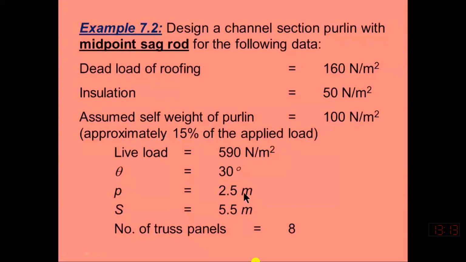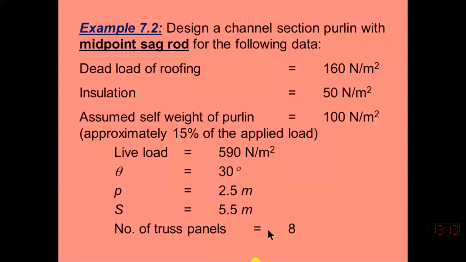The panel distance is 2.5 meters. Panel distance is the distance between two panel points in the horizontal direction. And S is the spacing of trusses, so the spacing of trusses is also equal to the length of the purlin. The number of truss panels is 8. If one panel has a length of 2.5 meters, the total length of truss will be 20 meters, 2.5 multiplied by 8.